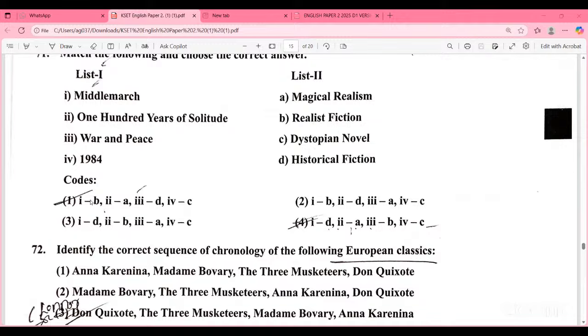Here, this one will be the correct answer, option 1. Because Middlemarch, realist fiction. 1B. 2A. 100 Years of Solitude is magical realism. War and Peace, historical fiction. And 1984 by Orwell, dystopian novel. 1B, 2A, 3D, 4C. This one, option 1. All right, yeah.